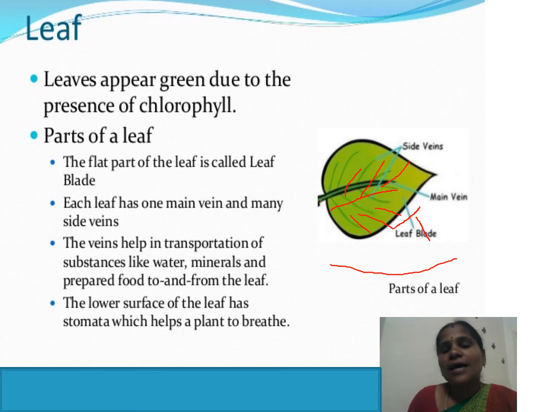These veins help in transportation of substances. They carry water and minerals, and after preparing food they will carry food also to different parts of a plant. The lower surface of a leaf, the underside, has tiny pores. These pores we call stomata. It helps to breathe.